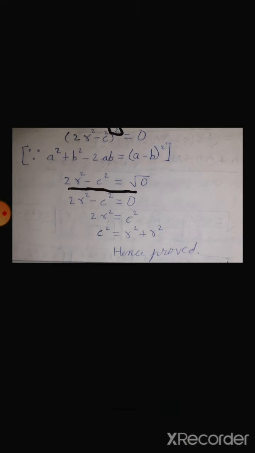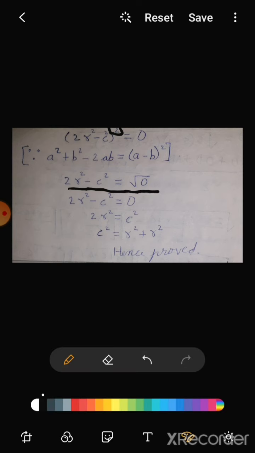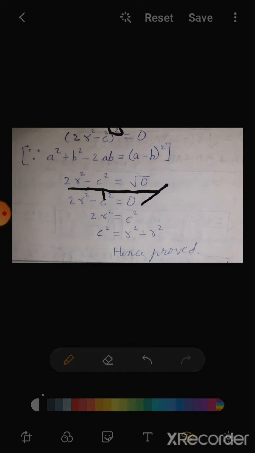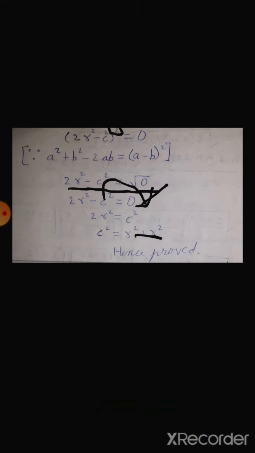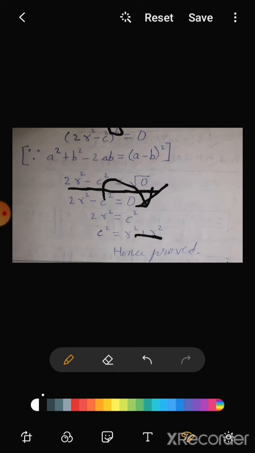That is 2R square minus C square equals square root of 0. So square root of 0 is 0. 2R square minus C square equals 0. Next, C square comes to the right hand side and becomes 2R square equals C square. Then 2R square is nothing but R square plus R square. So C square equals R square plus R square. This was our required proof and we have proved it.